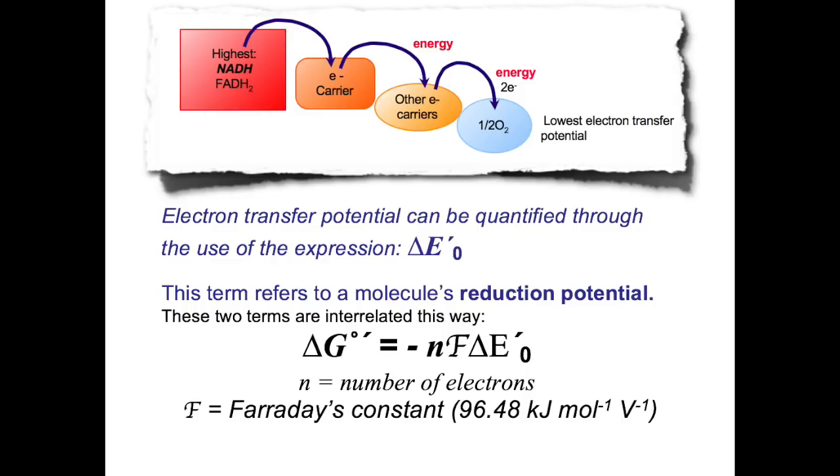And so what is electron transfer potential? Well, this is something that can be quantified through the use of the expression delta E prime sub zero. This refers to a molecule's reduction potential. And so we can relate reduction potential to the change in free energy under standard conditions at pH 7, because we are biochemists after all. And we come up with this particular equation, where N is the number of electrons and F is Faraday's constant, which is 96.48 kilojoules per mole per volt.